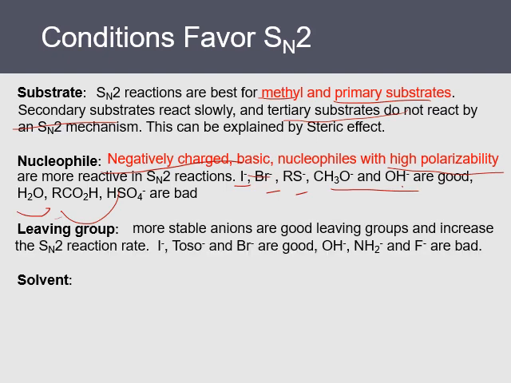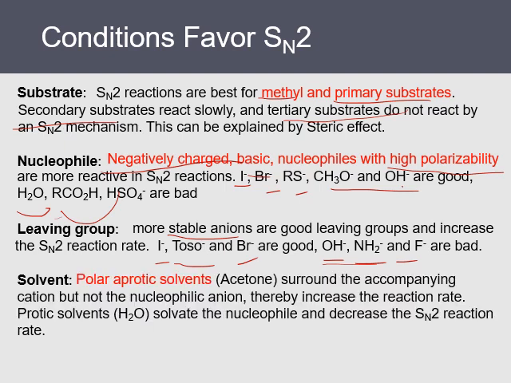The leaving group is also important for SN2 reaction, all right? Usually a stable ion corresponds to a good leaving group, and this includes tosylate, iodide, and bromide. They are very good leaving groups. Don't forget about water. Water is also a good leaving group. But hydroxide, amide, and fluoride are strong bases. They are not stable, so they are bad leaving groups.